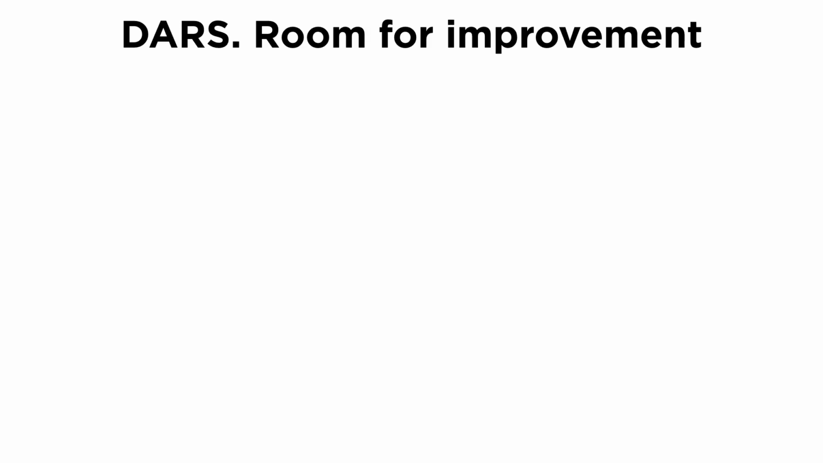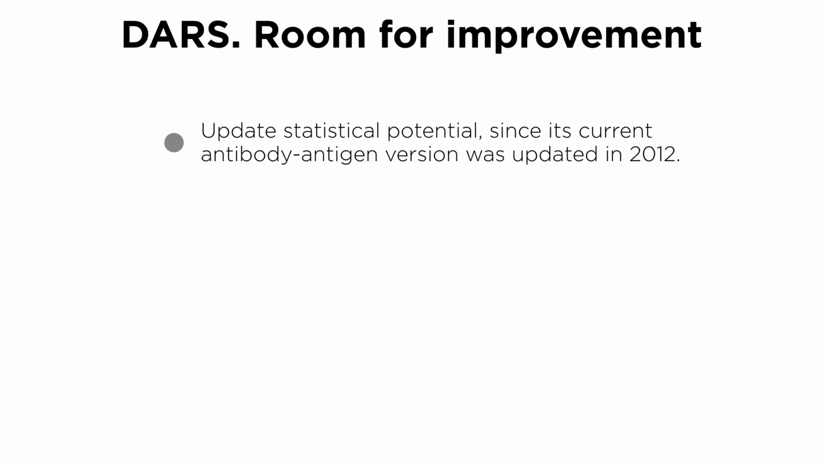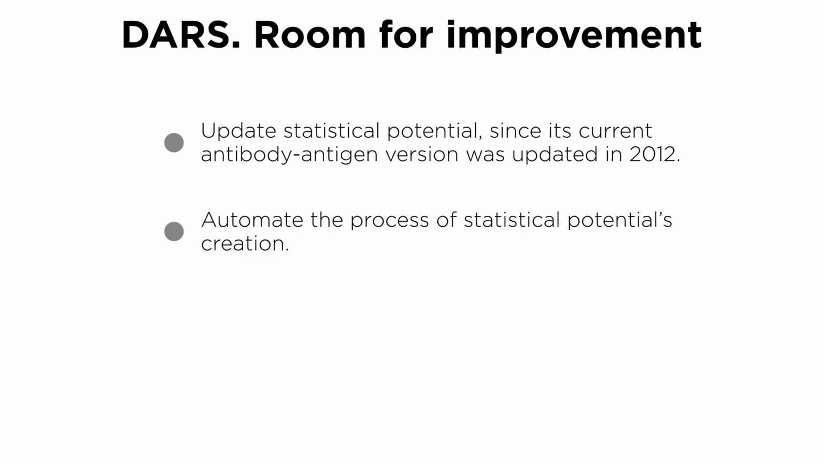Of course, DARS has some room for improvement. The last update of DARS happened in 2012, when the DARS statistical potential was introduced in order to improve the accuracy of antibody-antigen docking. Second, the process of DARS gathering hasn't been automated ever since, so whenever one needs to update the statistical potential, one needs to start from scratch.